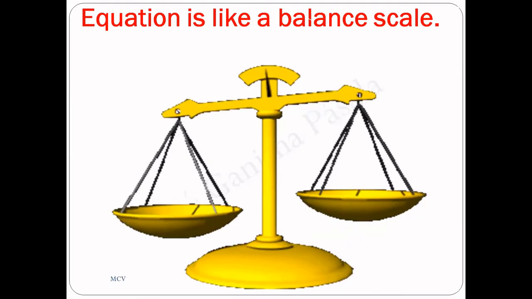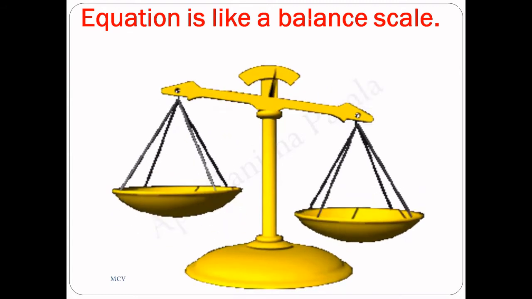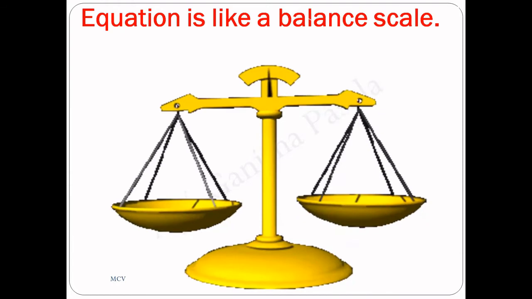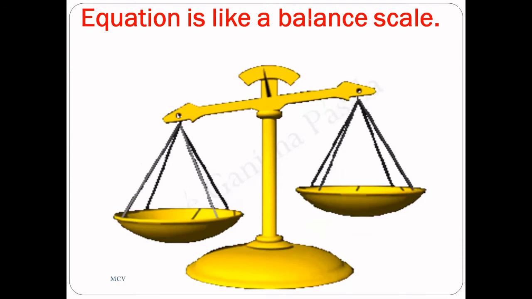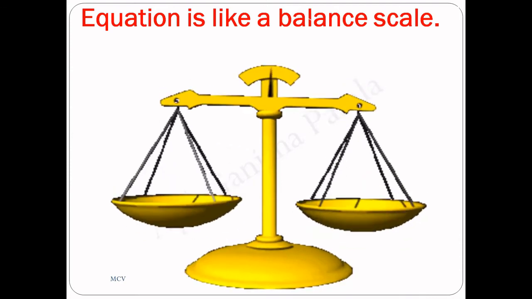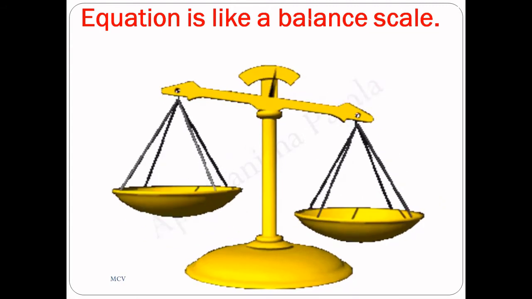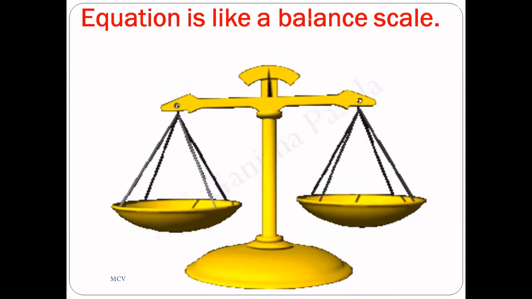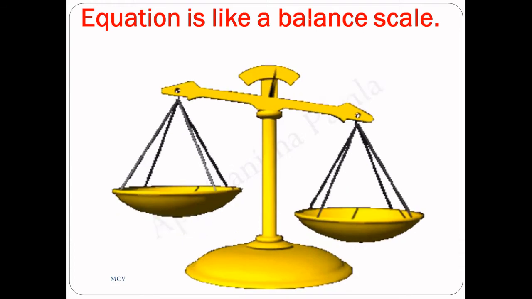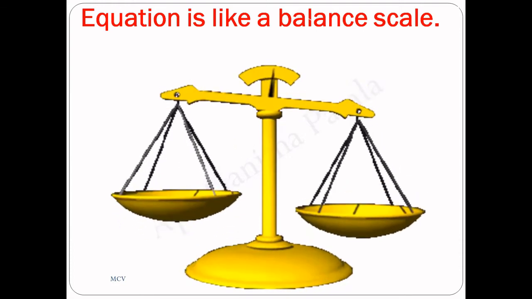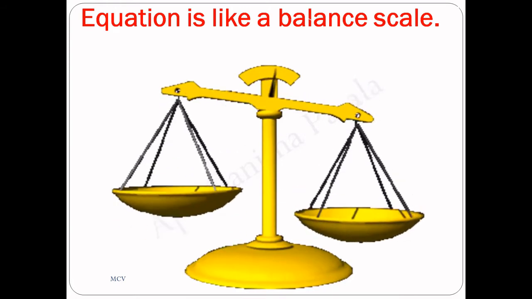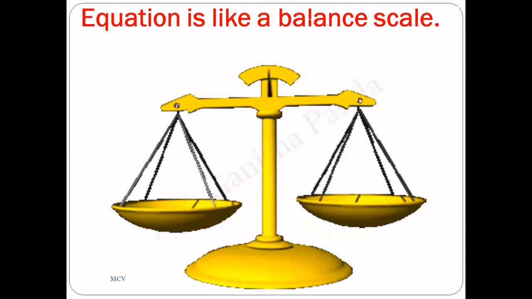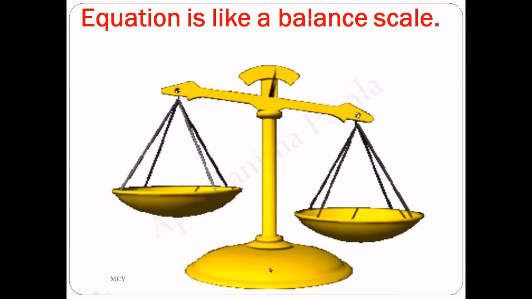So when you remove terms, if you do some mathematical operation to the left, then do the same mathematical operation to the right hand side. If you add something to the left, then add the same value to the right hand side also. If you subtract something from the left hand side, then subtract the same thing from the right hand side also. If you multiply the left hand side when removing a term, then multiply the right hand side also. That way you have to maintain the balance in the equation.